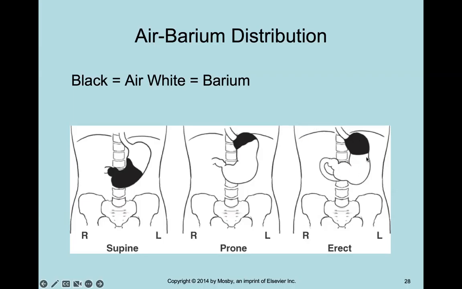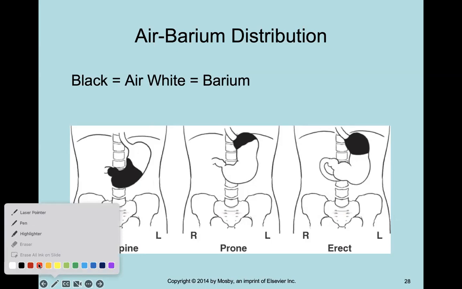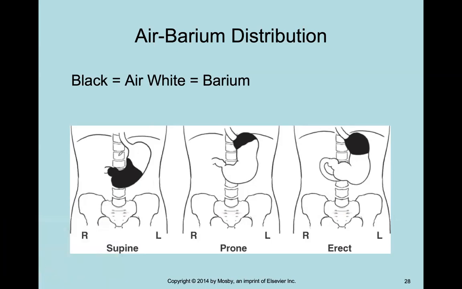Barium settles, right? Fluid, liquid settles. So all the barium is down here and air rises. So air will be in the fundus region. Now, this patient here, they are supine. They're laying on their back. Remember, we said the fundus is the most posterior portion of the stomach. So if you're laying on your back, all that contrast will go to the fundus.